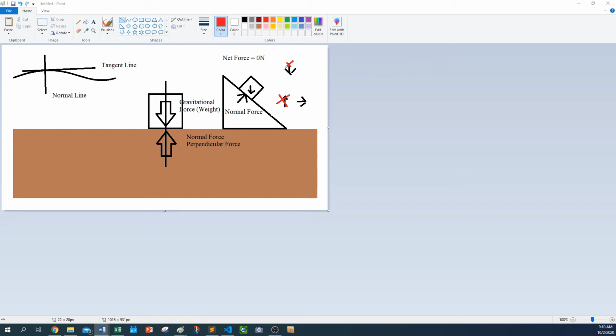The bowling ball is going to be pulled down way more strongly, but it has more inertia, so it's going to resist that motion. They both resist in such a way that their acceleration is constant.